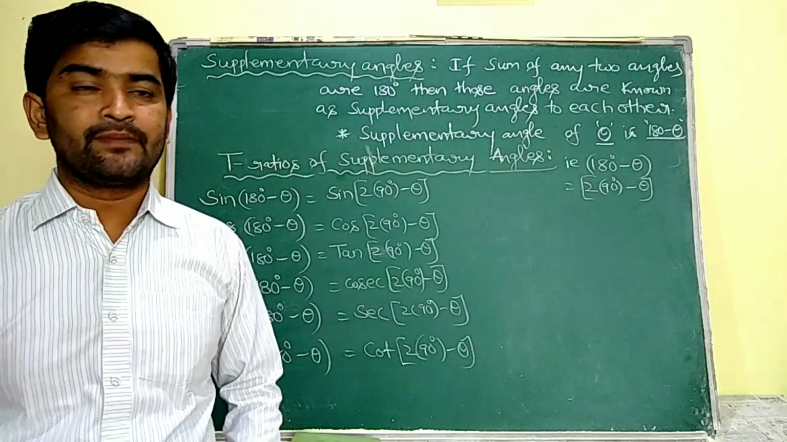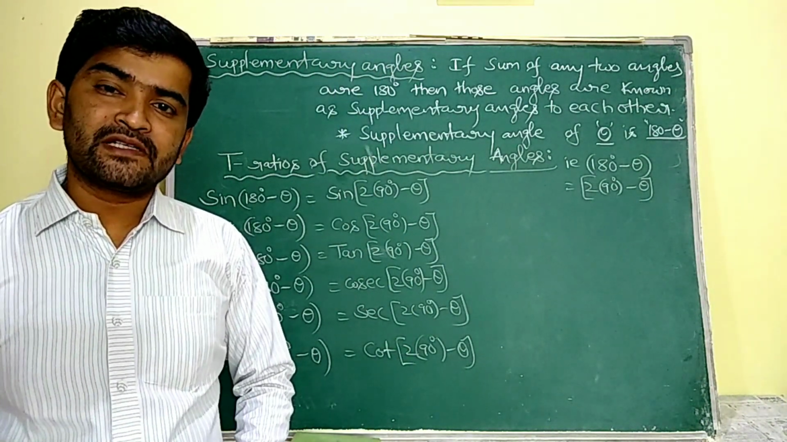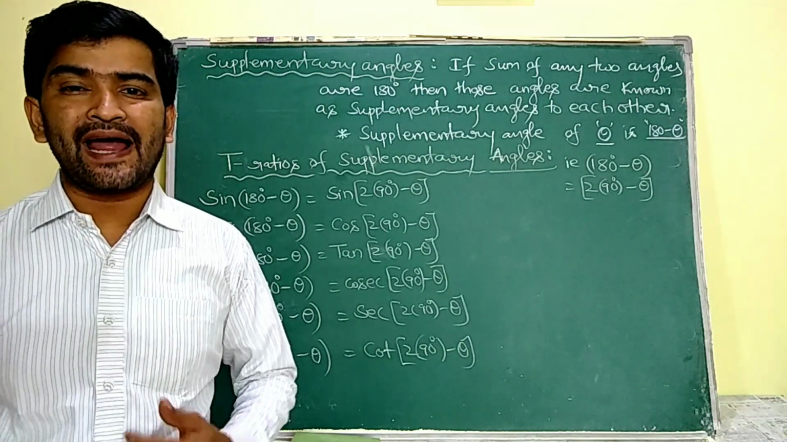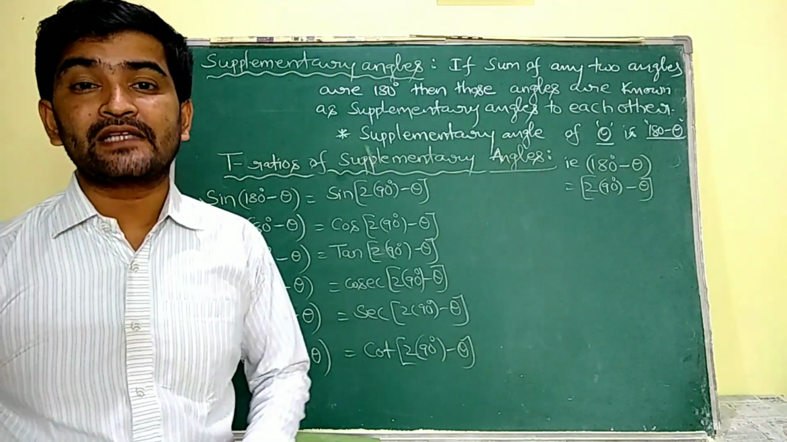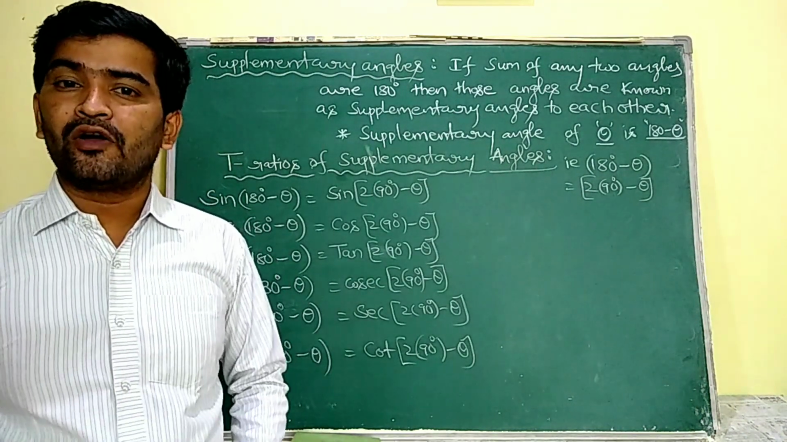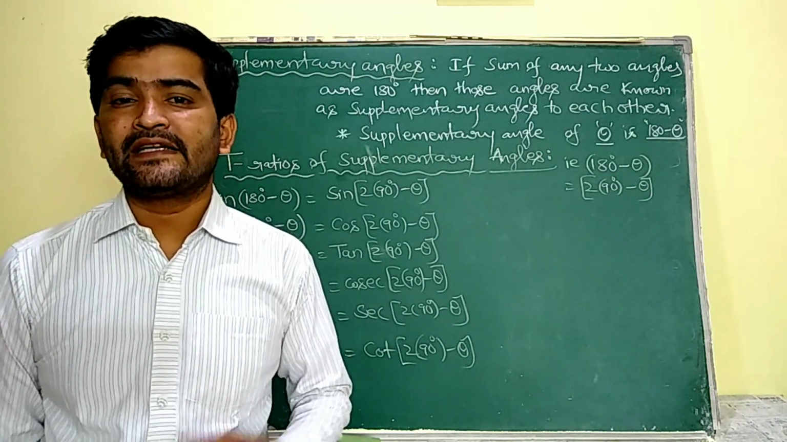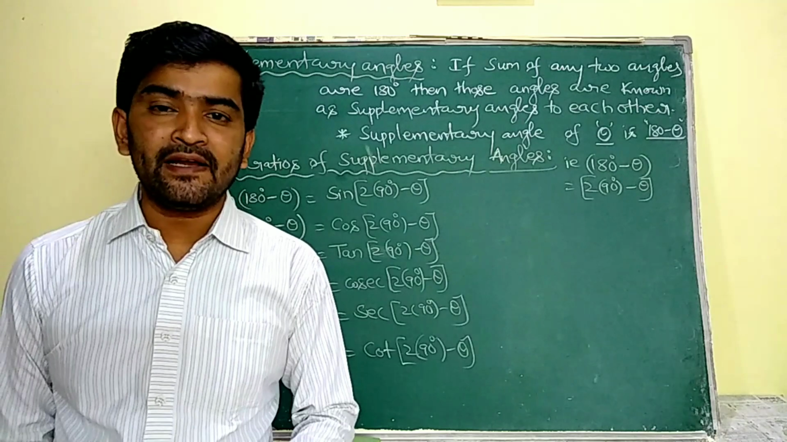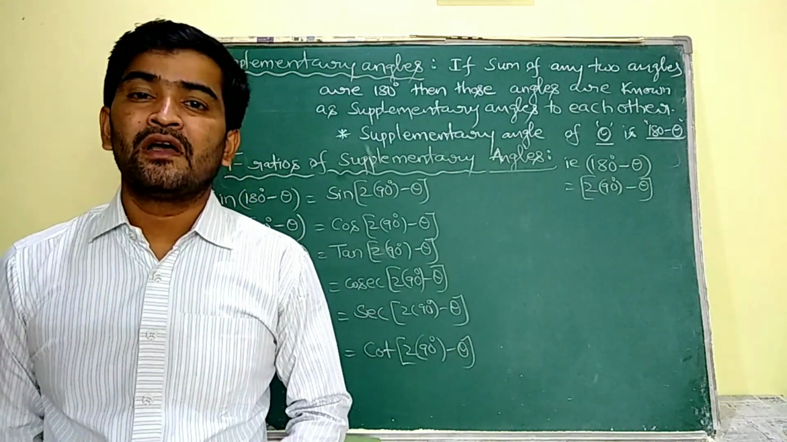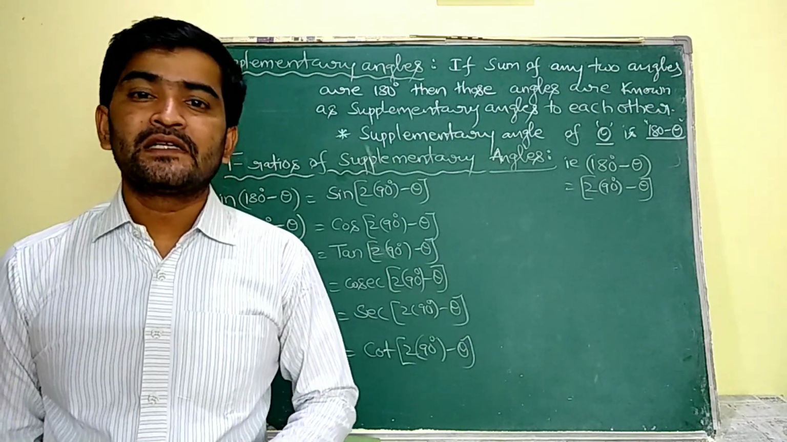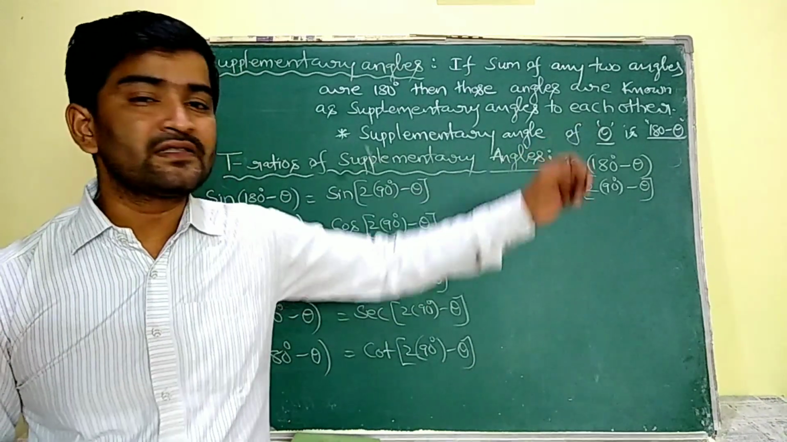Understand? Now see supplementary angles. We know that supplementary angles means if the sum of any two angles gives us 180, then those two angles are known as supplementary angles to one another. For example, 50 degrees is one angle, then its supplementary angle is definitely 130 degrees. Why? Because the sum of that 50 and 130 gives 180 degrees. Similarly, the supplementary angle of theta is 180 minus theta.